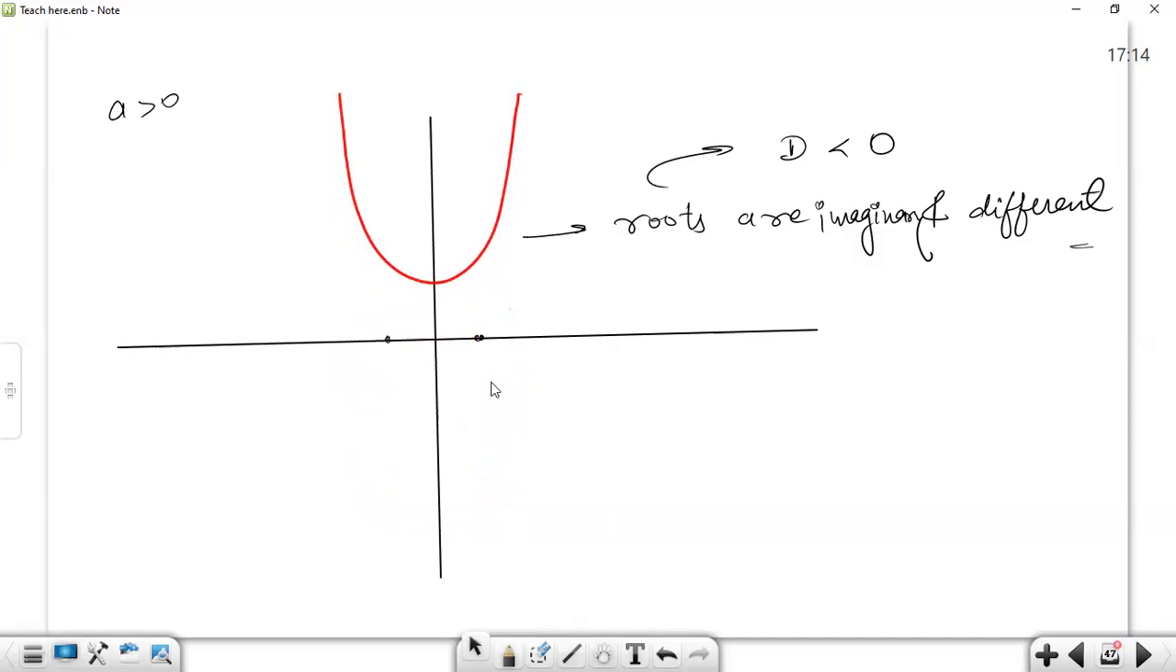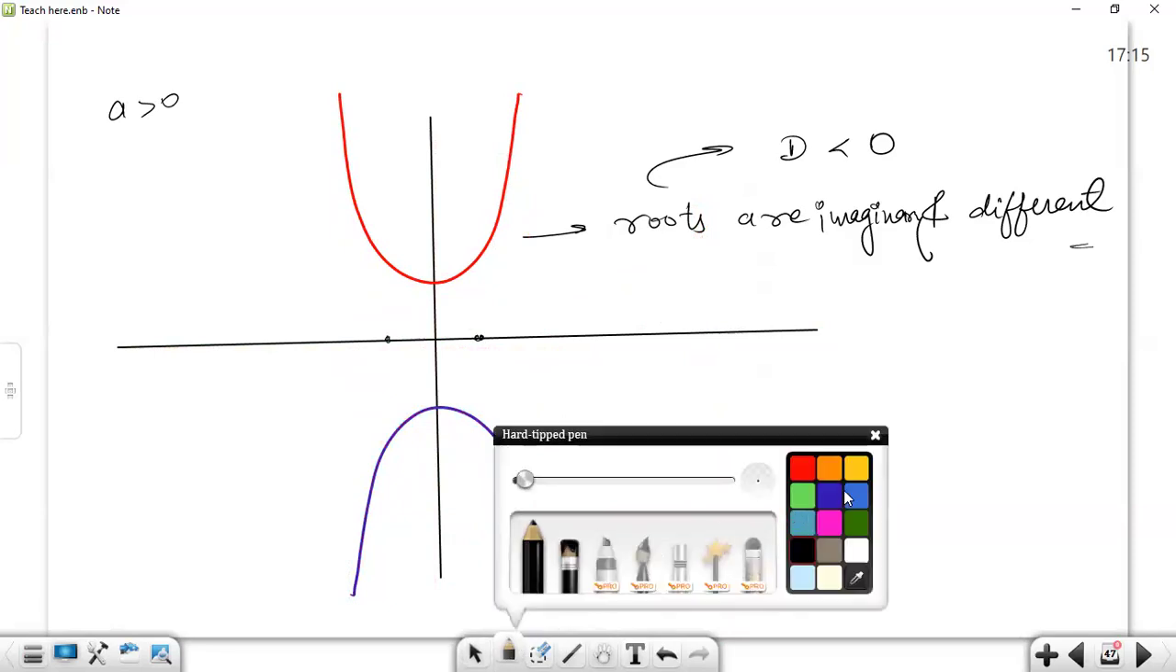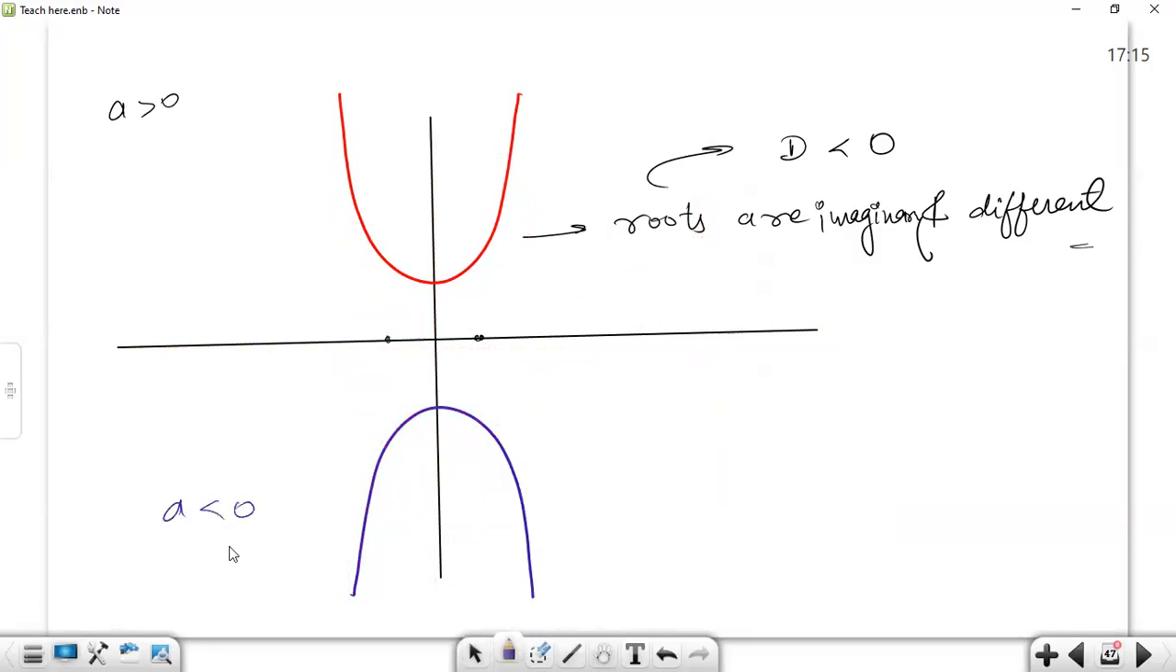And for a being negative, this is how the curve of the quadratic equation is going to look. This is particularly for a being negative and discriminant being negative. Okay, so let's now discuss particular graphs in different situations.